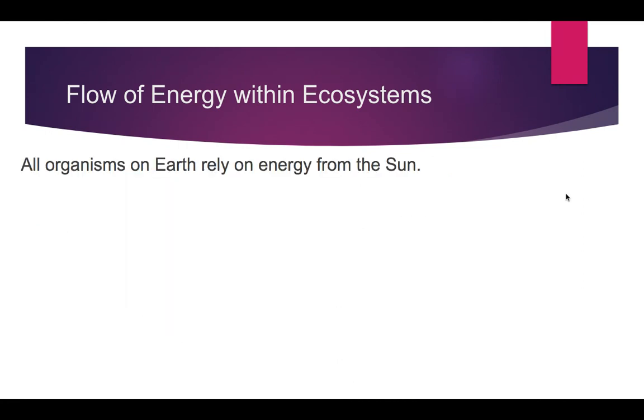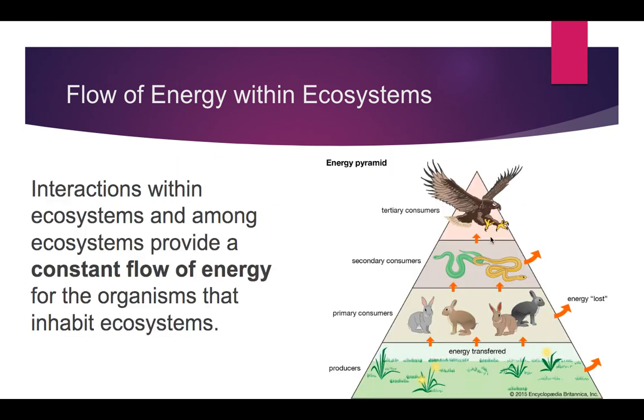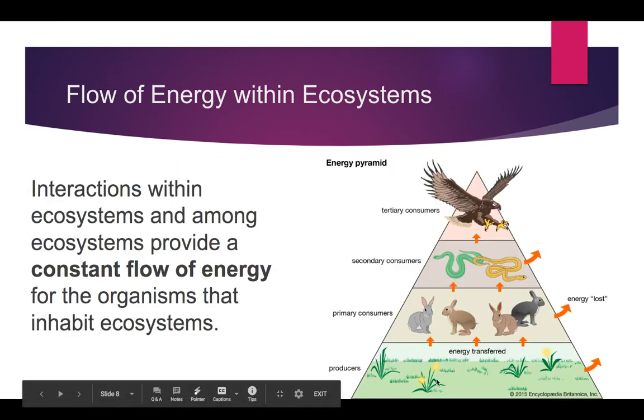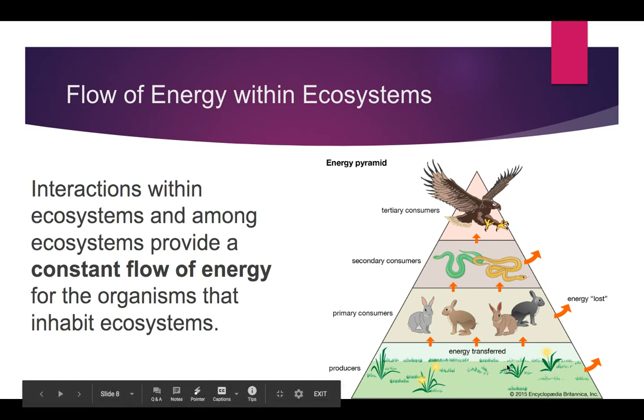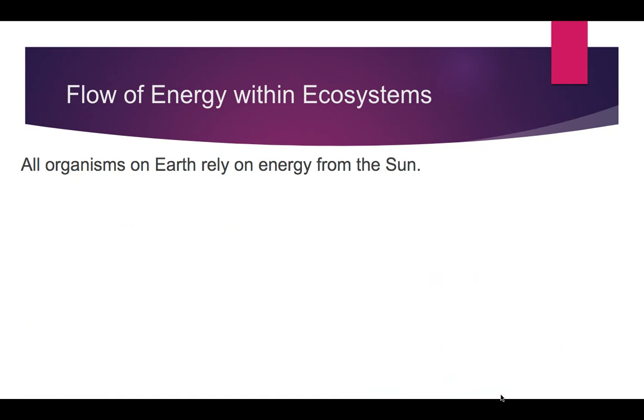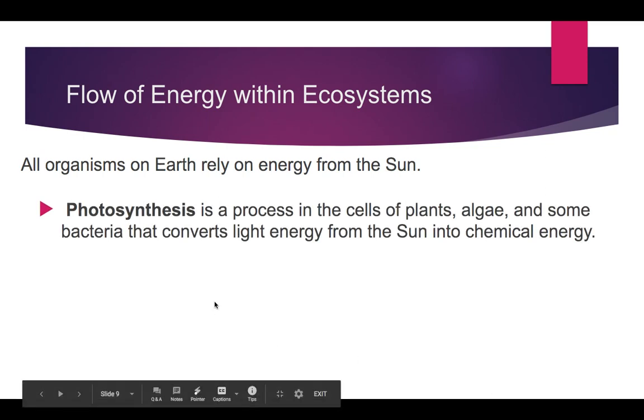And what you'll notice is that all organisms on Earth rely on the sun, right? This very base layer here depends on the sun. Plants harness energy from the sun, and without that, the rest of our energy pyramid would not be able to gain energy. And so how do we harness light energy from the sun? A very fancy process called photosynthesis. Hopefully you remember this from another science class you've taken.